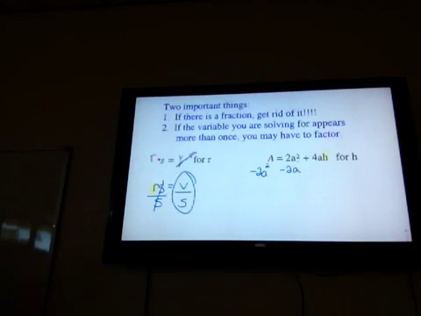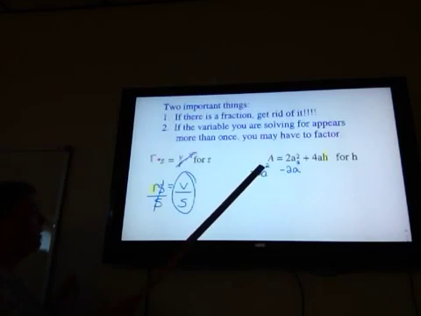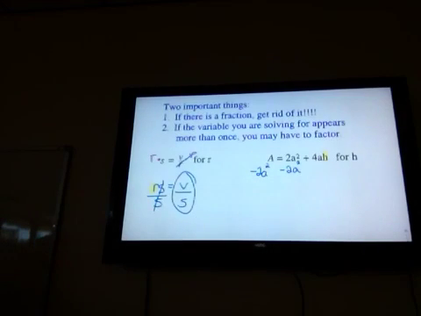Now, on the left, where I have A minus 2a squared. Up to this point in our solving, when we have done that, we've literally been able to subtract because they have been like terms. Here, that is not going to be the case. So I can't literally subtract, so I write it as A minus 2a squared equals 4ah.